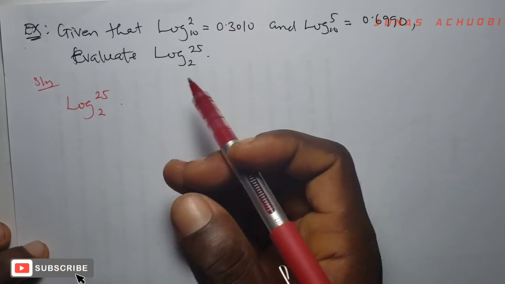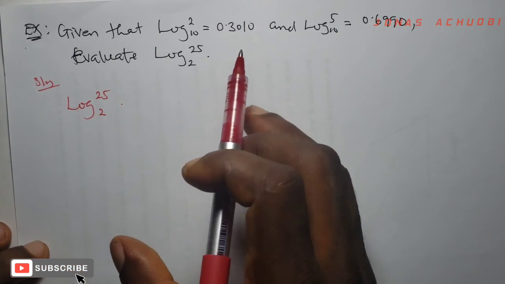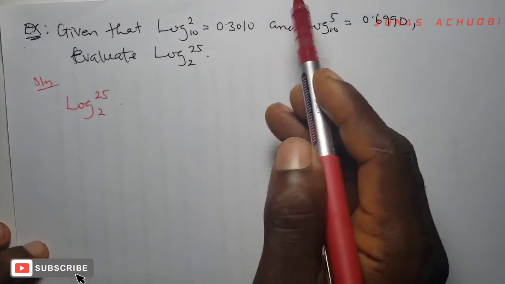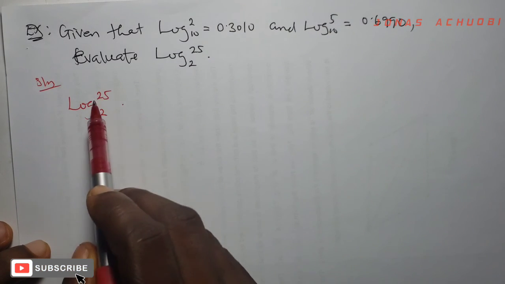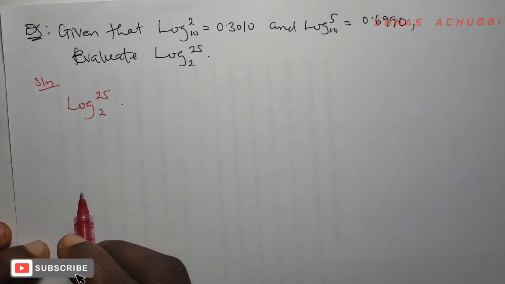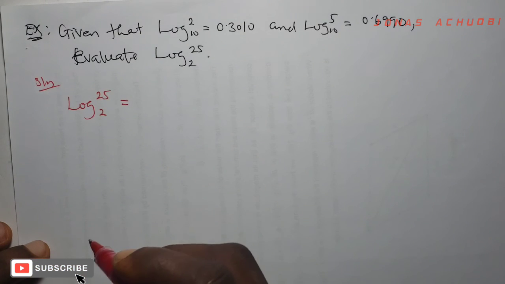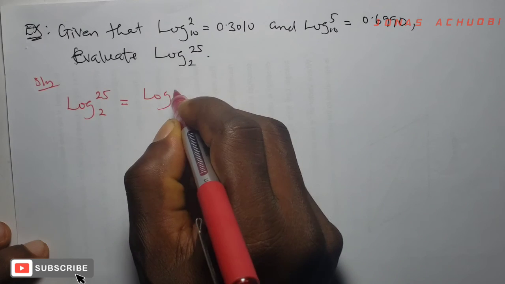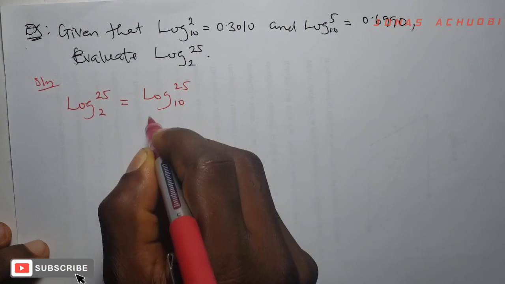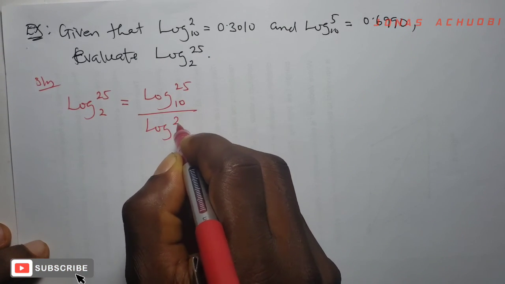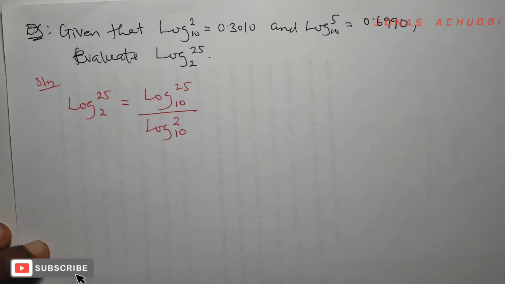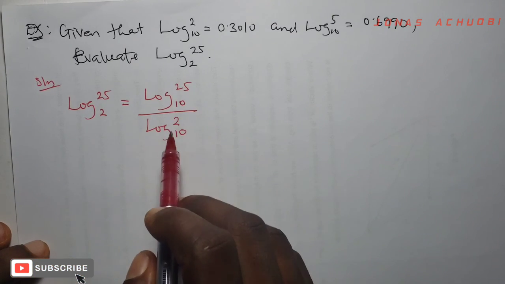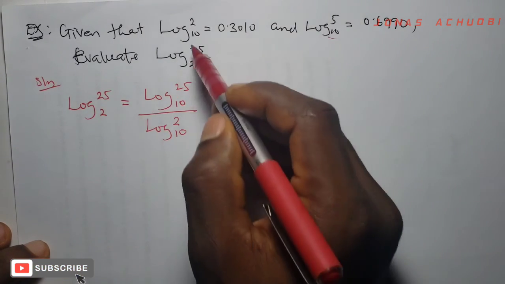So what we do is we apply a change of base so that we work in the same base. Since we are given logs in base 10, it's advisable to convert the log we want to evaluate from base 2 to base 10. To do that, we simply apply the change of base formula. So log 25 base 2 becomes log 25 base 10 divided by log 2 in base 10. Our problem is now in base 10, just like what we are given.